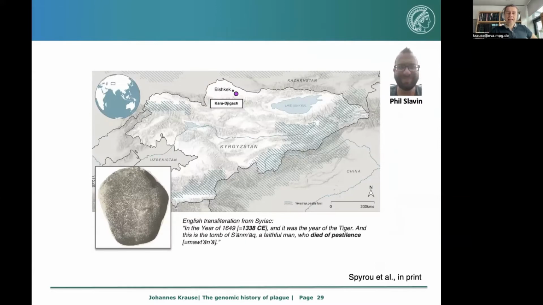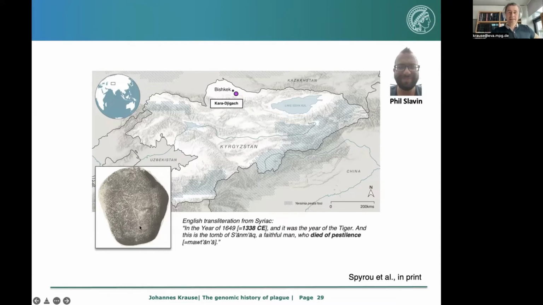And we have access to a very interesting site. Phil Slavin, a historian, had tracked down a very interesting collection of gravestones and skeletons from an excavation that was done in the 19th century. People excavated material in what is today Kyrgyzstan, very close to the capital, Bishkek, at a site called Karadizhakh.